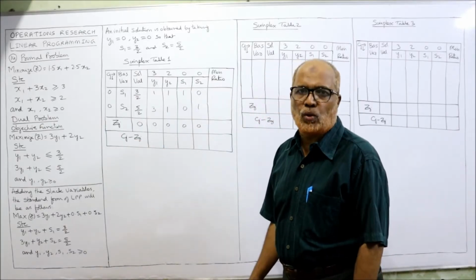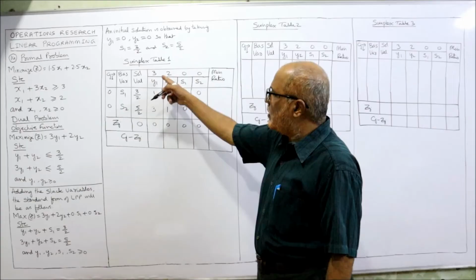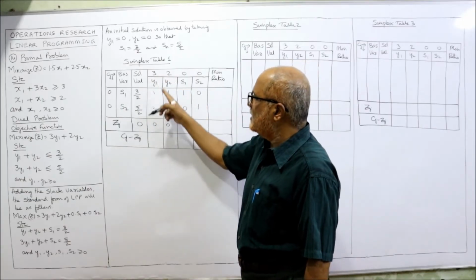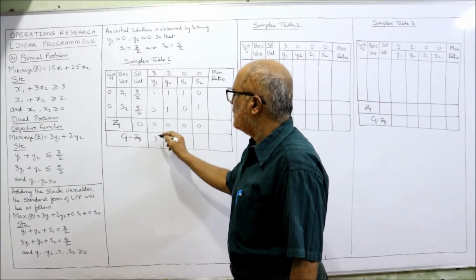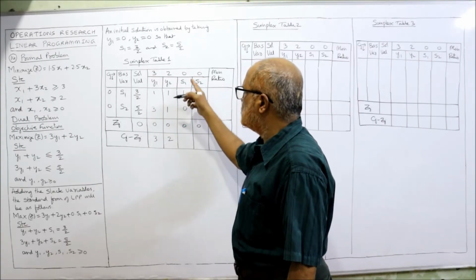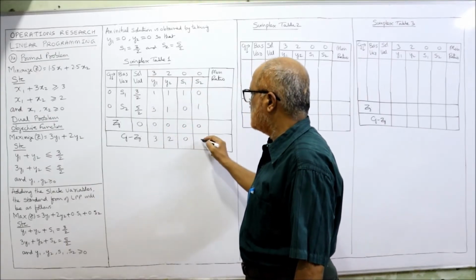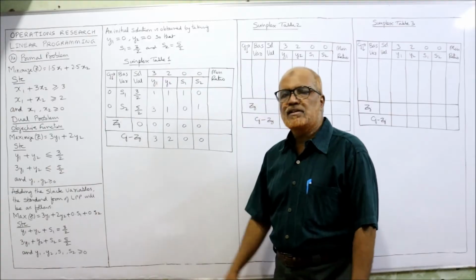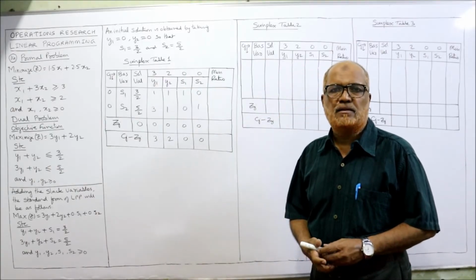This is the index row. So cj is on the top first line and zj here. 3 minus 0, 3. 2 minus 0, 2. 0 minus 0 is 0. 0 minus 0, 0. After this, write the optimality test.